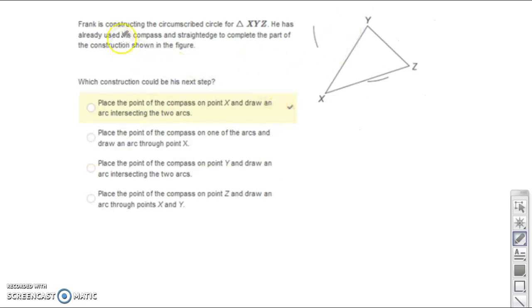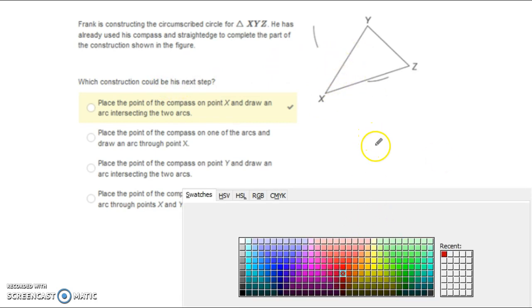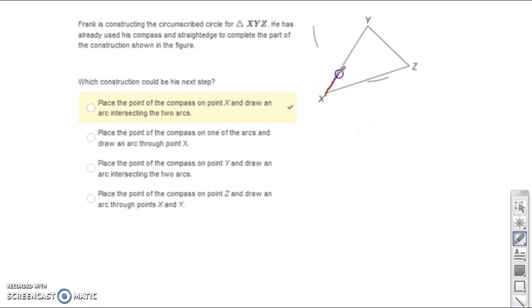This next one says Frank is constructing the circumscribed circle. So again, we're trying to create that circle on the outside. He has already used his compass and straight edge to complete part of the construction shown. What would be his next step? Okay, so what he's doing here is he's creating the perpendicular bisector for this side.